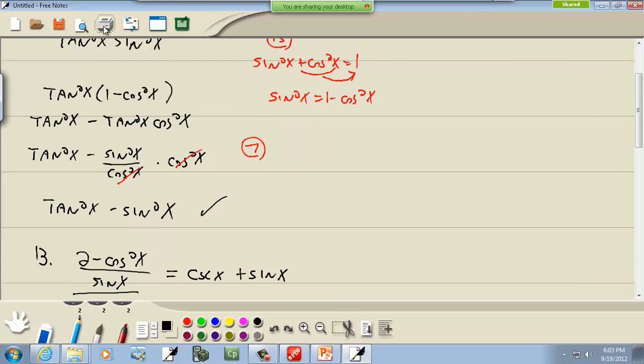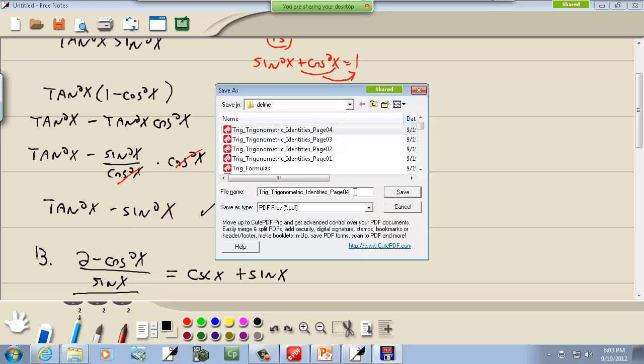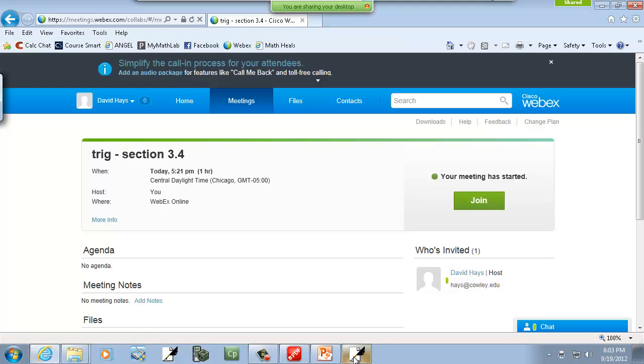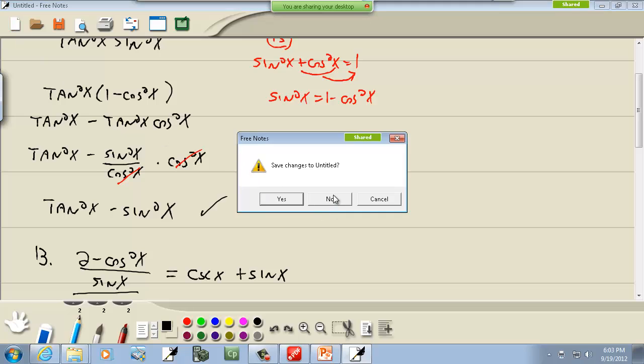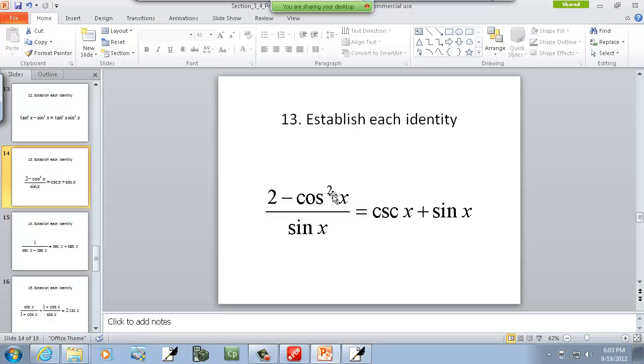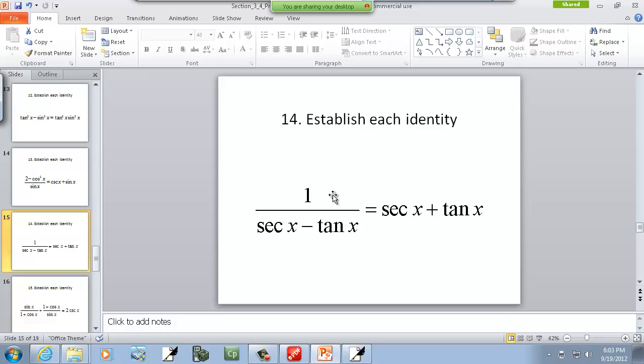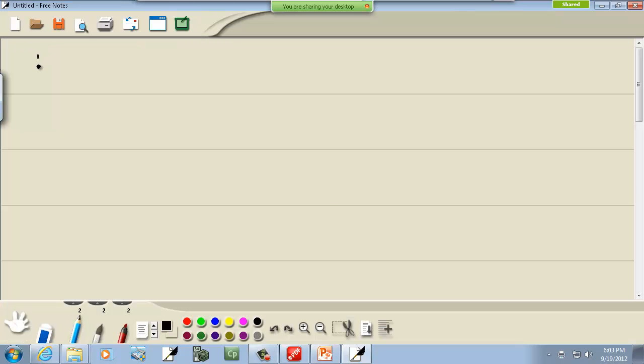Let me save this. And let's look at our next problem. We've got 1 over secant minus tangent equals secant x plus tangent x.